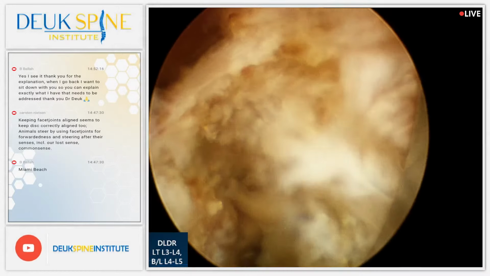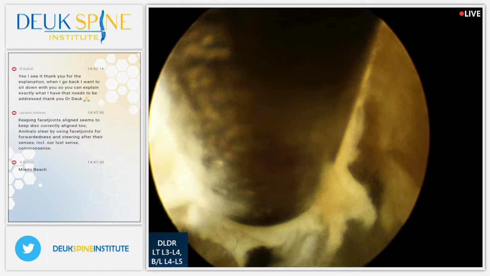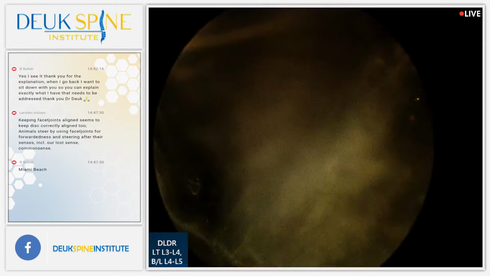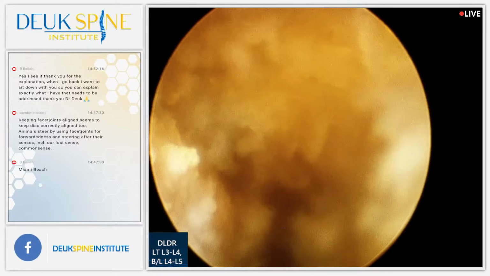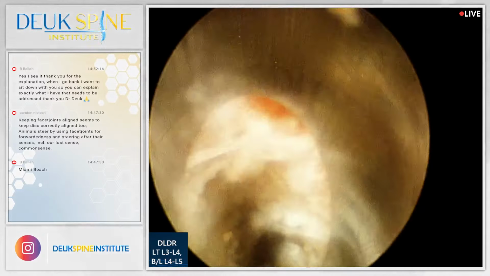Folks, this is a disc seal. Very important. I've taken disc seal questions. So many patients ask me, why don't you do the disc seal? What do you think about the disc seal? Does the disc seal work? No, it doesn't work. It never works. Not in my experience.